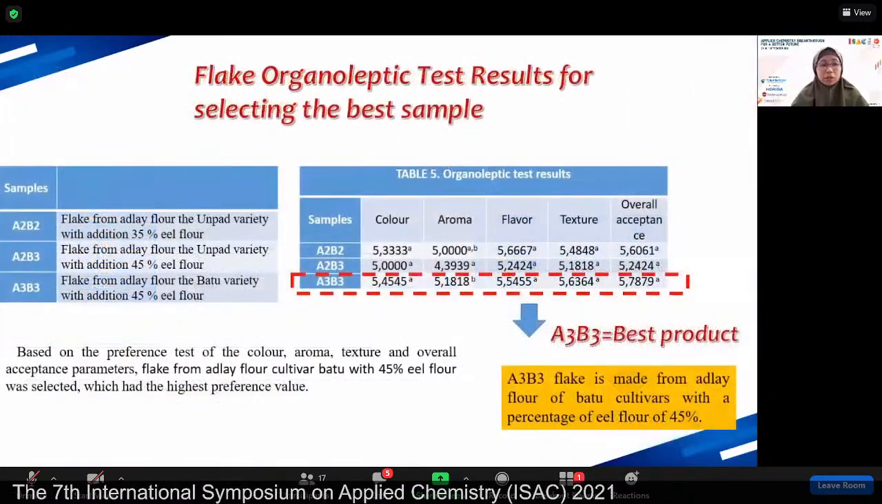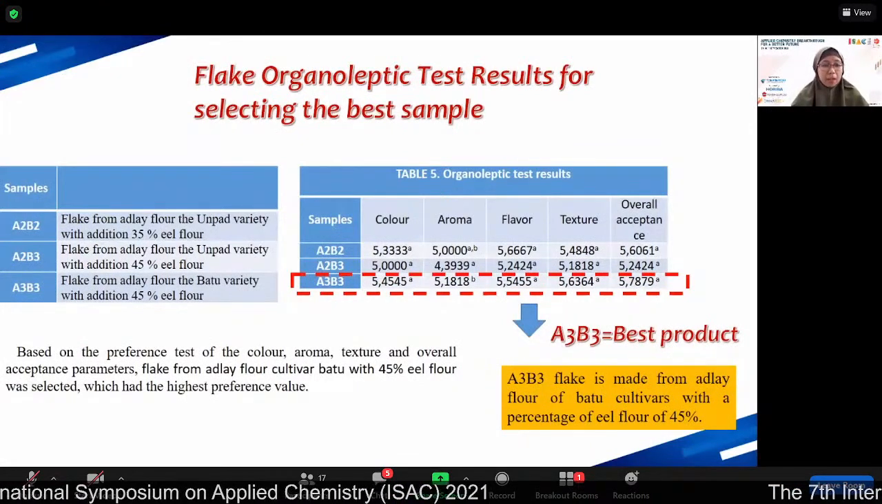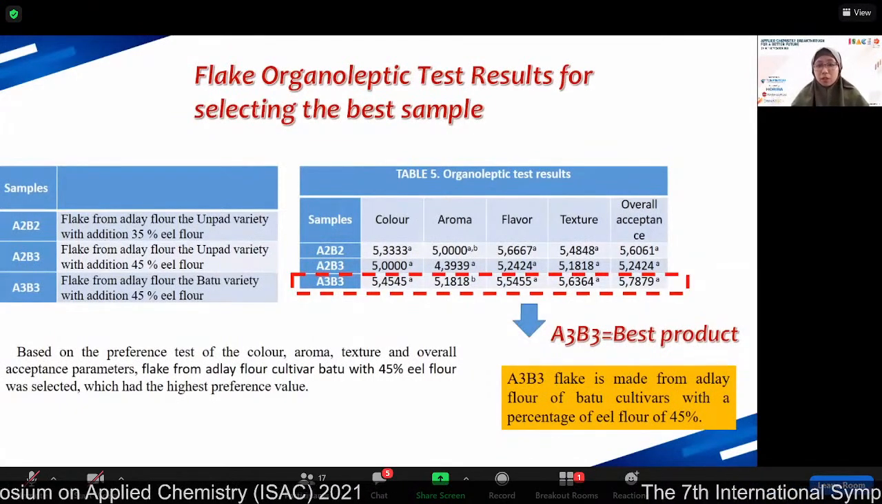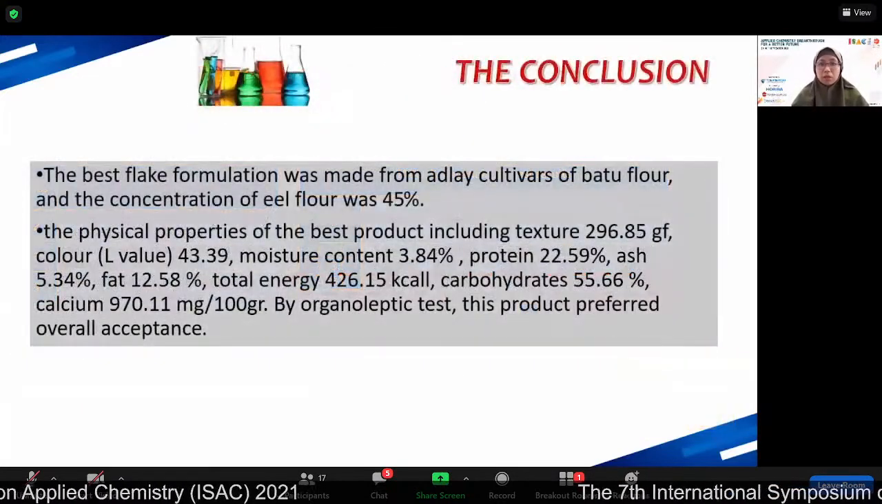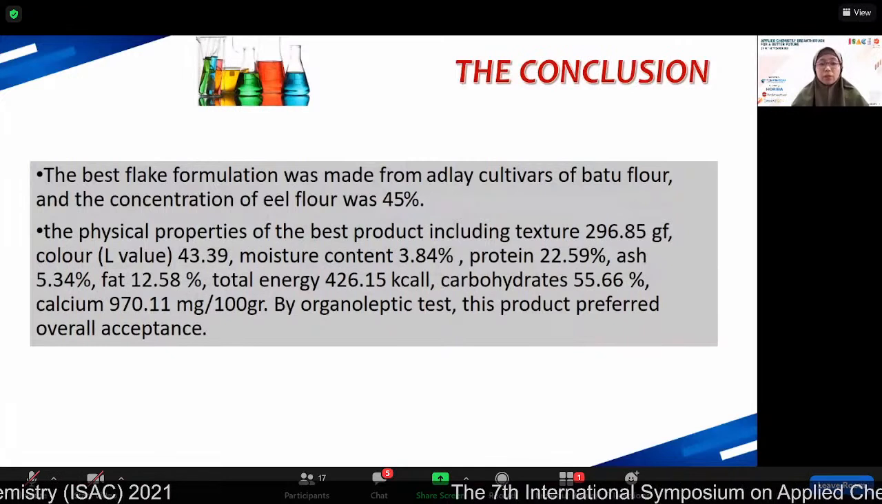Flake organoleptic test result for selecting the best sample was based on the preference test of the color, aroma, texture, and overall acceptance parameters. Flake from Atle flour cultivar Batu with 45% eel flour was selected, which had the highest preference value. So A3B3 is the best product. And the conclusion, the best flake formulation was made from Atle cultivar of Batu flour, and the concentration of eel flour was 45%.